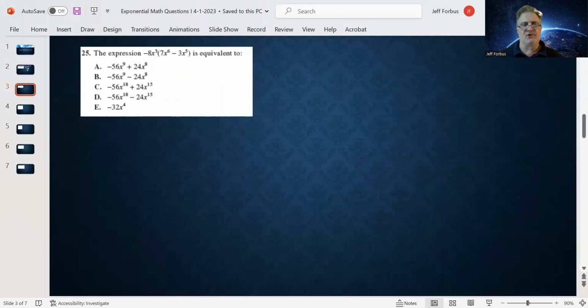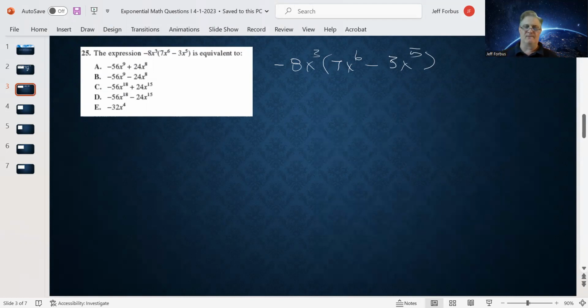They give you an expression and they want to know what it's equivalent to. So they're asking you to really simplify it. And in simplifying it, we're just going to get rid of the parentheses. So let's get over here and rewrite this. Negative 8x cubed times 7x to the 6th minus 3x to the 5th. Now, multiply your negative 8x cubed through to both terms.